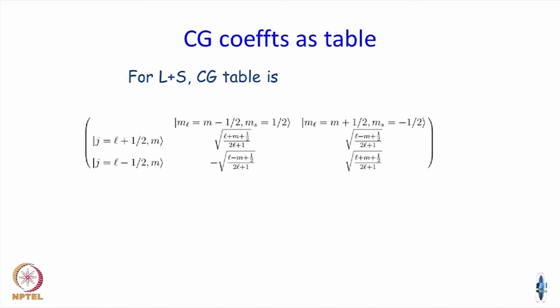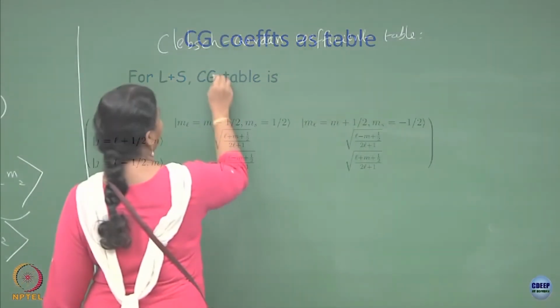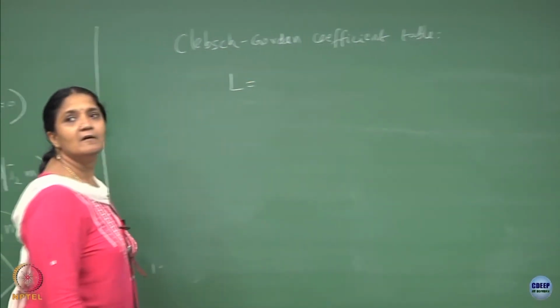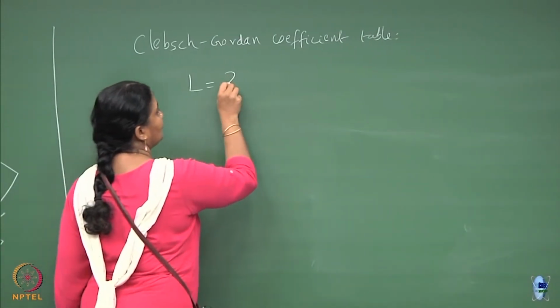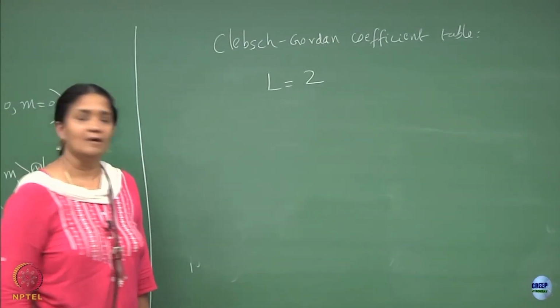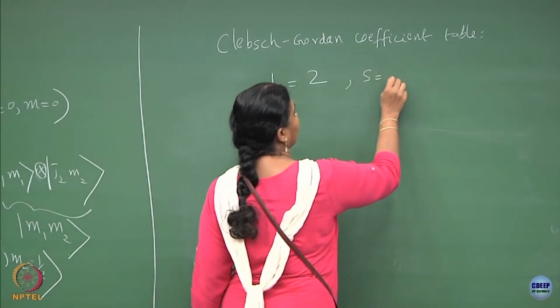Okay. So, suppose I give you spin-orbit coupling. Suppose I want to look at a system where you have an orbital angular momentum L and spin angular momentum S. S is anyway spin half. You can combine those two, L plus S, we can do that. What will that be? So, I can look at a situation where let us take L to be 2, and S to be half.